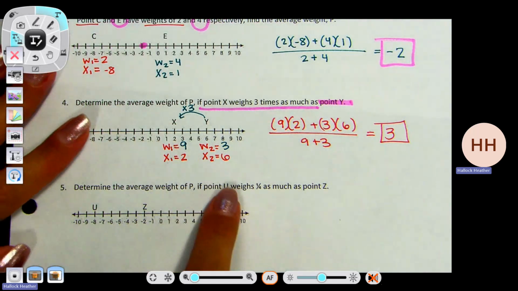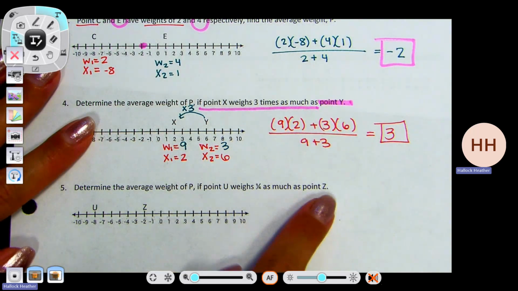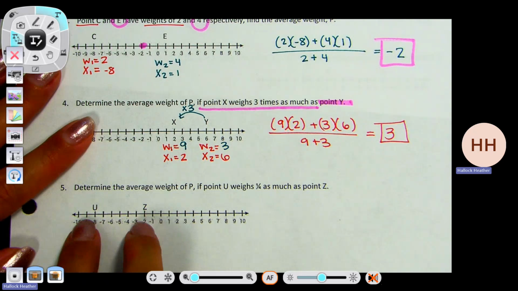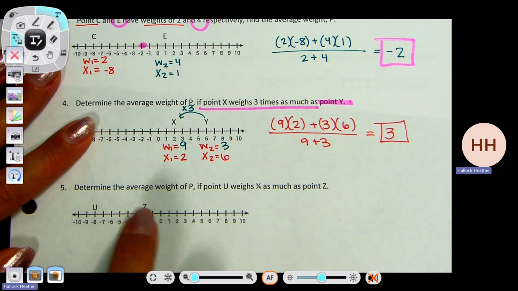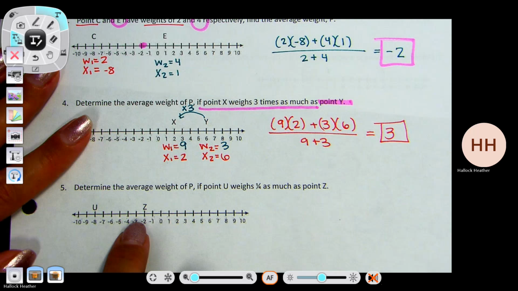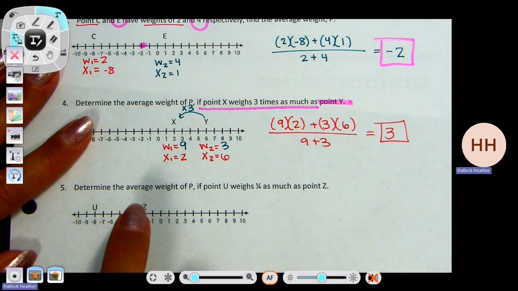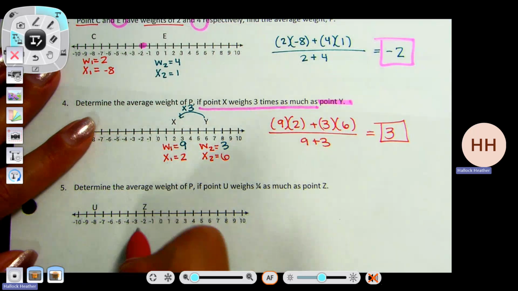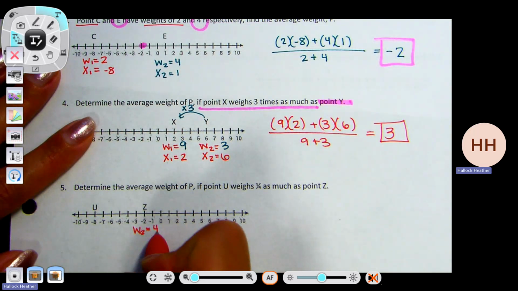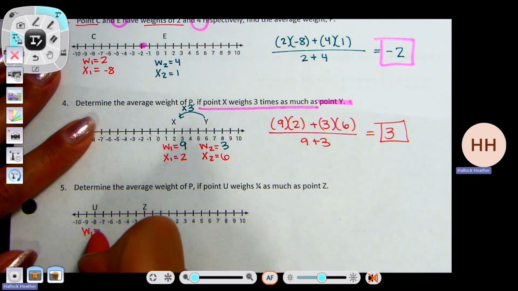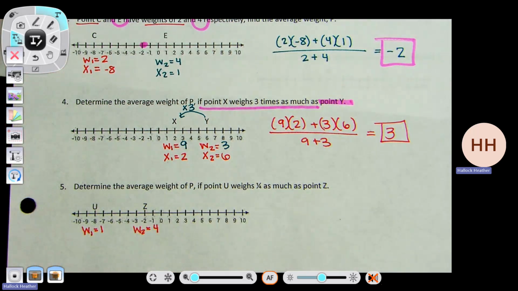So it says U weighs 1/4 as much as Z. So which one is heavier? Which one is more? Z. Z is heavier. So let's pick a combination of numbers. What combination of numbers do we want to use? 1 and 4. Sure. I'm going to say Z is heavier. So Z is going to be weight 2, and that one's going to be my 4. This one's going to be weight 1, which will be 1. Because it's 1/4, so it's 1 and 4.